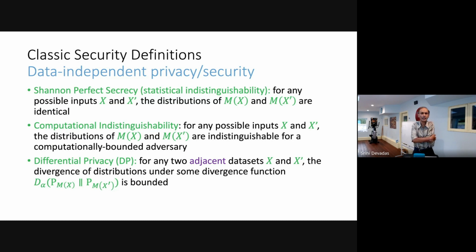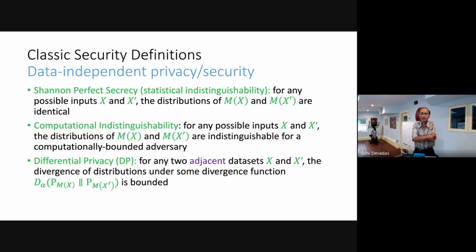right. And this has been really decades of work in various definitions, and we're going to propose a new one. So the classic definition is Shannon perfect secrecy, which is a very strong definition in this context, statistical indistinguishability, and that says for any possible inputs X and X prime, the distributions M of X and M of X prime are identical. And so you get exactly the same Gaussian distribution for X and X prime if you feed them into M of X and M of X prime.